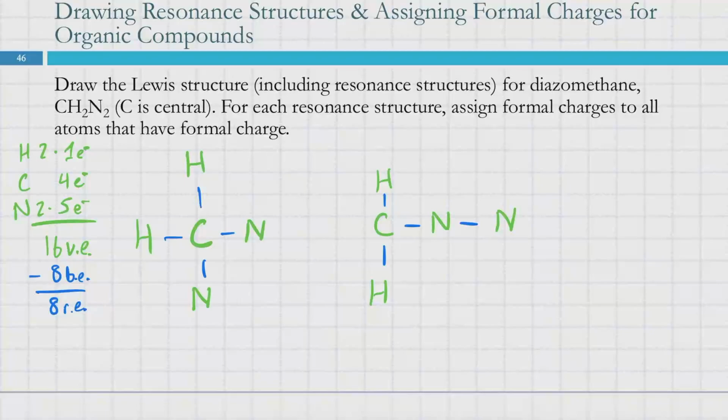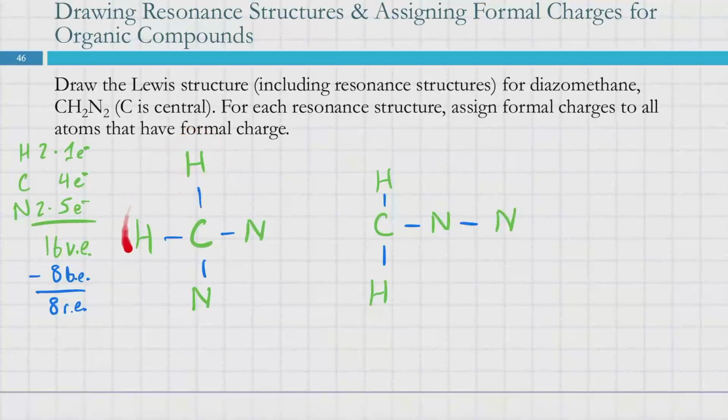So that means that we are going to need to plop in 8 more electrons. And it's actually simpler than I said. We can actually rule out the structure on the left just after placing our remaining valence electrons.